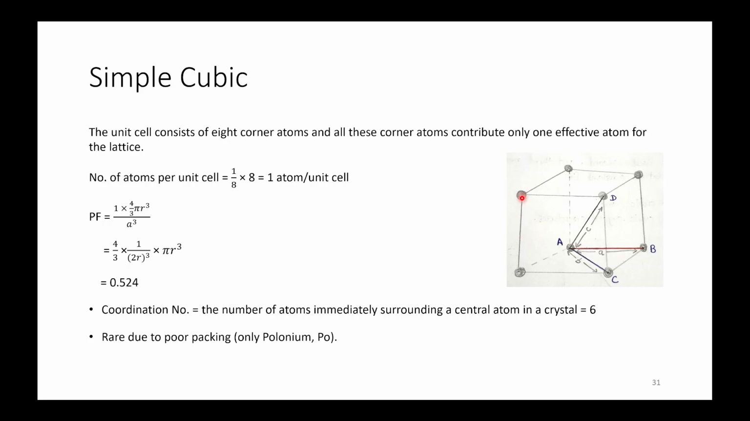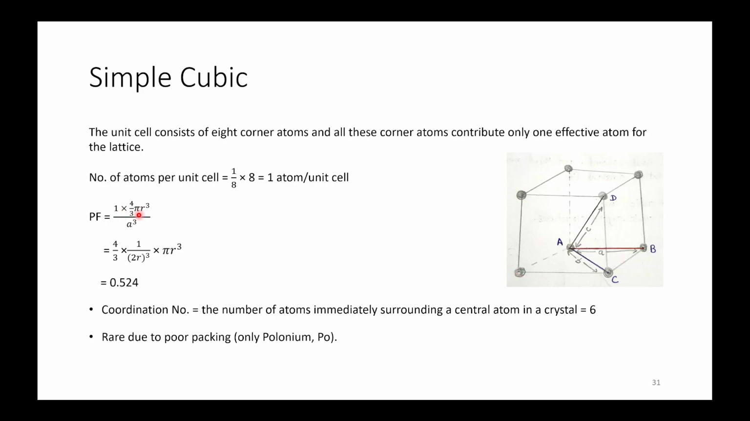So it will be 1/8 in this unit. So 1/8 multiplied by 8 corners. So it will be giving us effective number 1. And when we calculate packing fraction, we need to firstly take the volume of atom, effective number of atoms, divided by the volume of the entire unit cell.